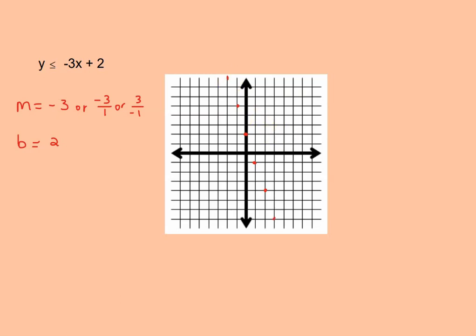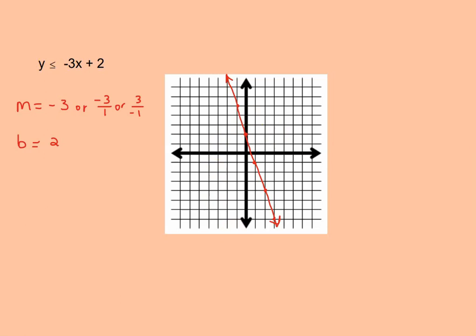Again, we need to determine whether our line is solid or dashed. And because our inequality symbol has the line underneath it, less than or equal to, then our line is going to be solid. So I'm going to draw a solid line connecting my dots. And then we need to determine what side of the line we shade on. Well, this is less than. Less than means we're going to shade under the line.